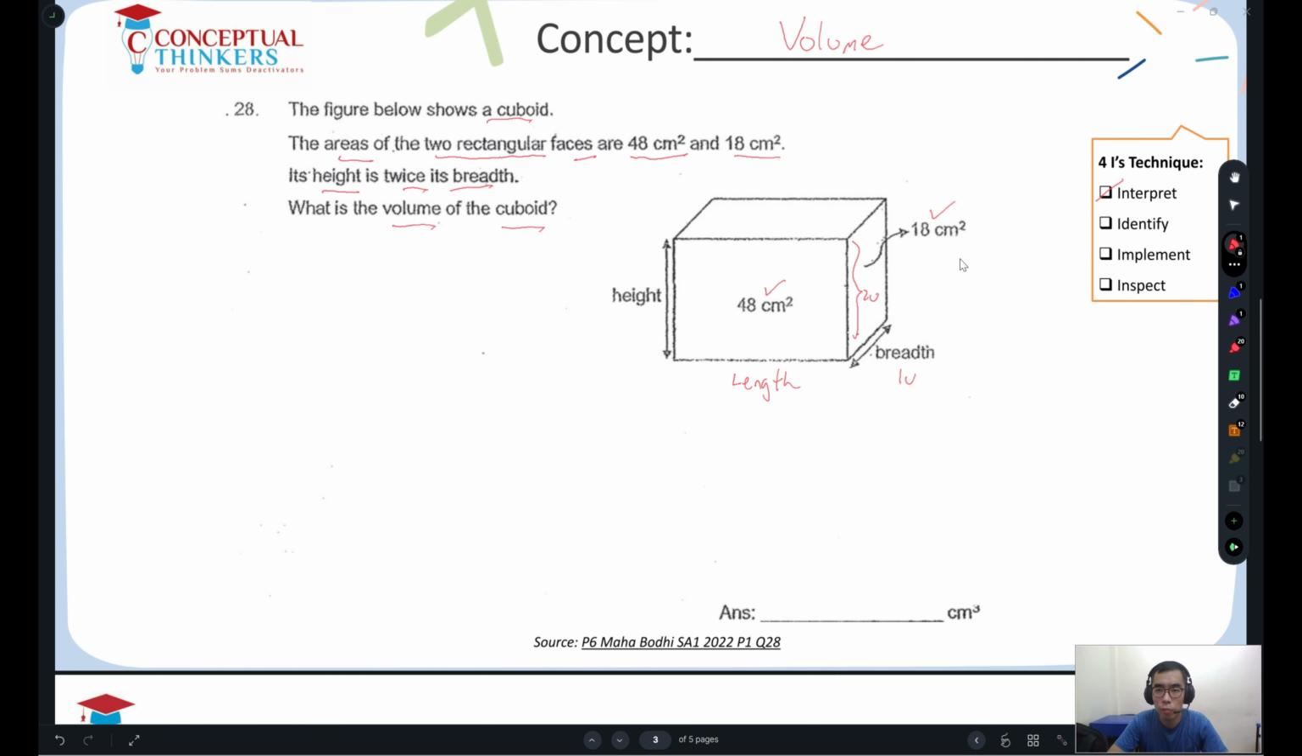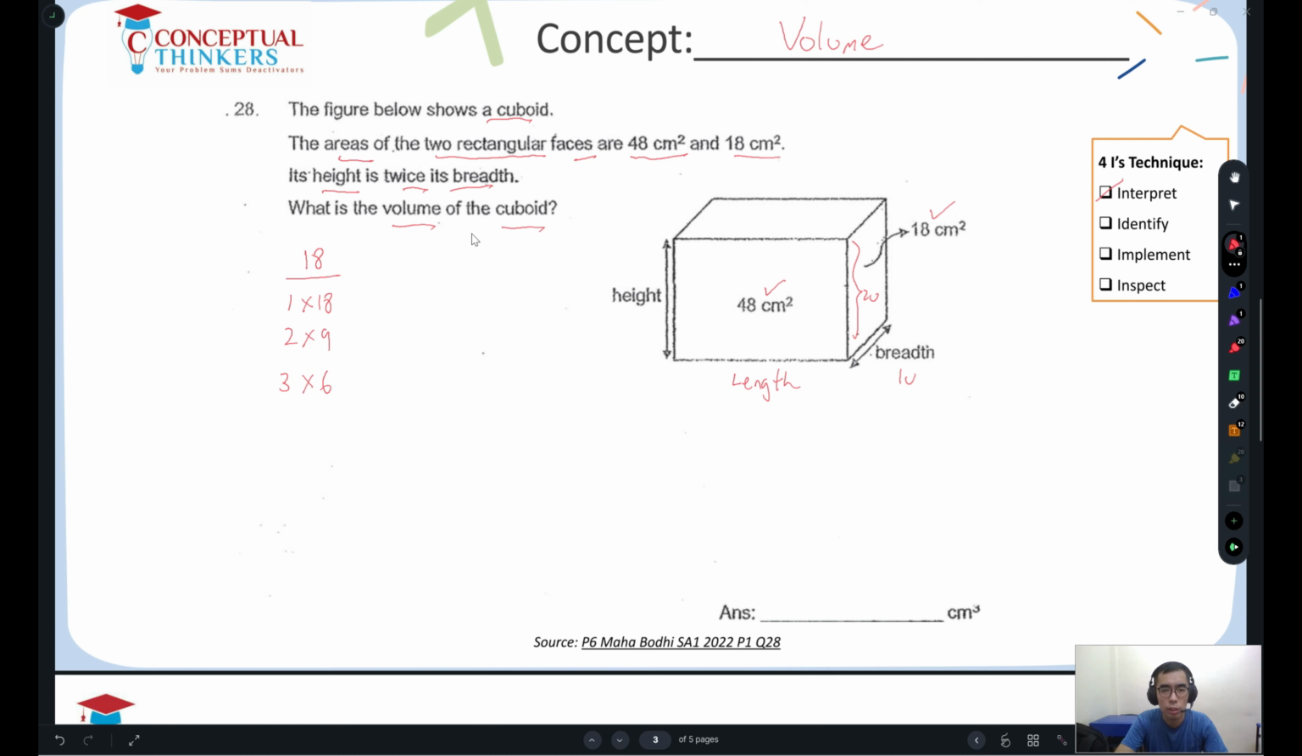Now we have one piece of information that requires the calculation of breadth and height, and that will give me 18 cm². So let's look at the factors of 18. The factors of 18 will be 1 times 18, 2 times 9, and 3 times 6. Once the numbers are getting closer to each other, we know that will be the maximum number of factors we can look at. So for this question we only have these 3 pairs of factors.